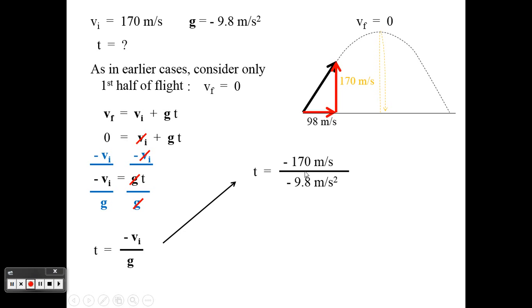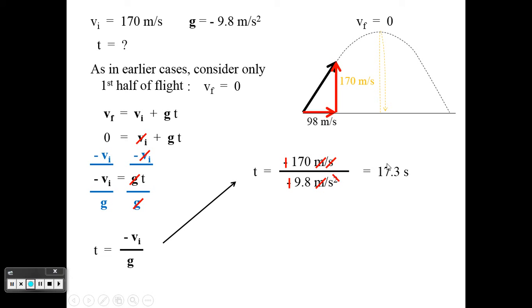Let's plug our numbers in. Negative 170 meters per second over negative 9.8 meters per second squared. The negative signs cancel themselves out. So do the meters, and so does one of the seconds. And since the second is in the denominator of the denominator, it comes back on top. My calculator said 17.3 seconds.